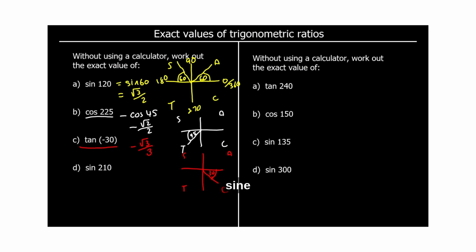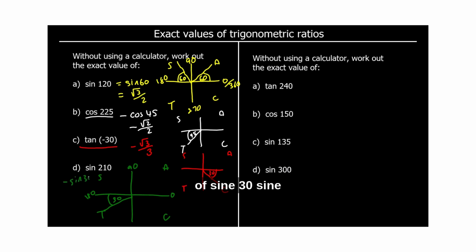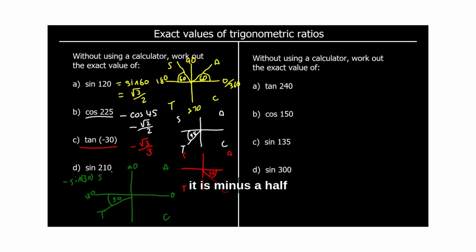And sine 210. So 0, 90, 180. And we've got 30 more. So it's a 30-degree angle, and sine is negative. So it's the negative version of sine 30. Sine 30 is a half. So it is minus a half.